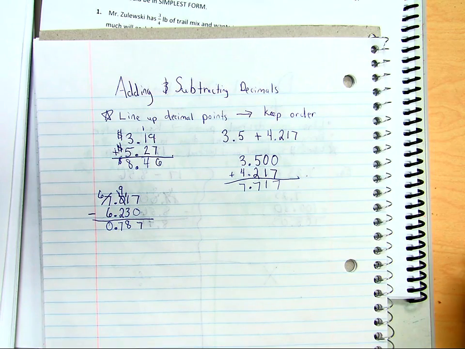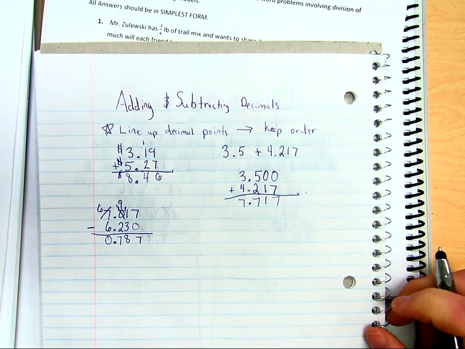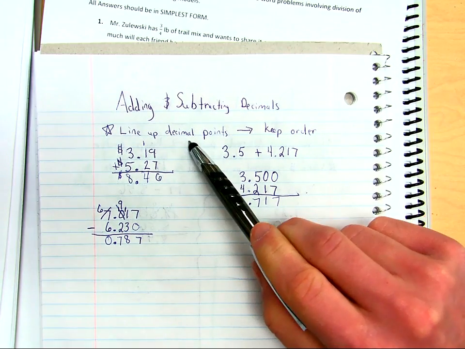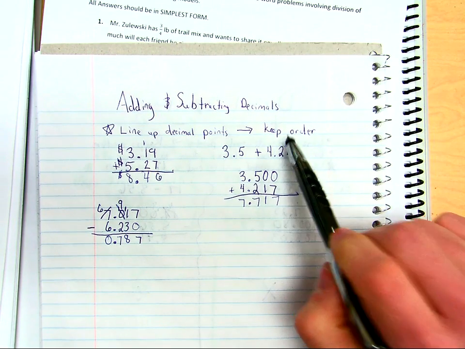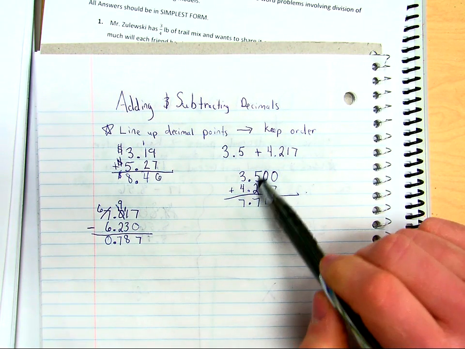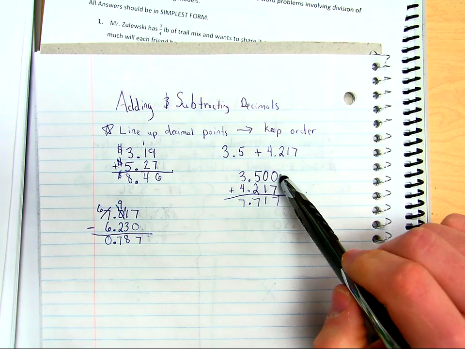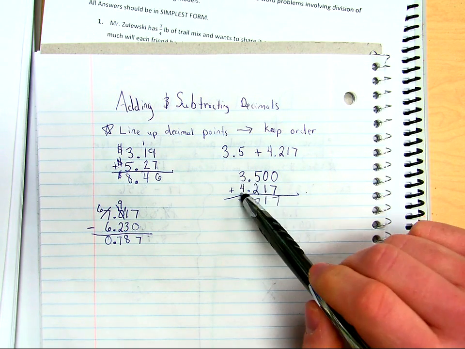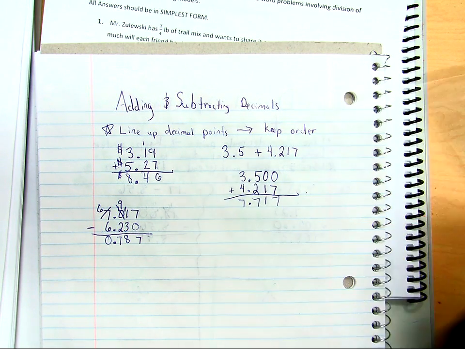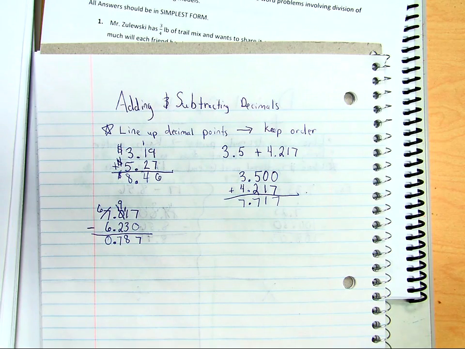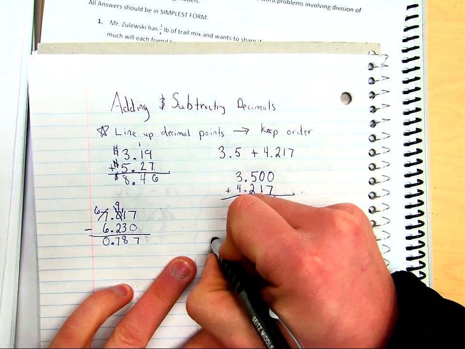So, key to adding and subtracting decimals is lining that decimal point up. That keeps things in order. My tenths place is with my tenths place, my hundredths with my hundredths, my thousandths with my thousandths, my ones, my tens, my hundreds, any larger number. I'll do one more example, and then we'll be done.